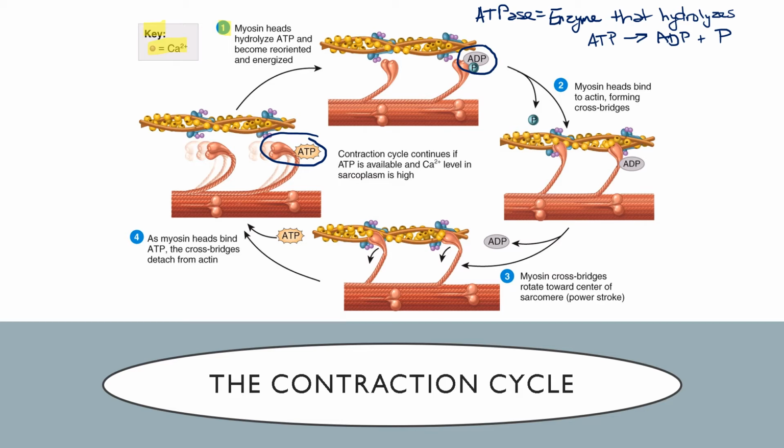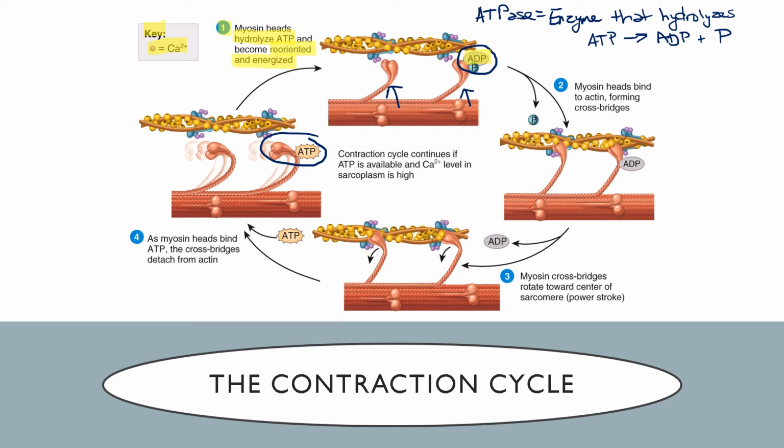So this kind of reaction, this hydrolysis reaction, is going to reorient the myosin heads, and it's also going to energize the myosin head. So they're going to hydrolyze that ATP to ADP and phosphate, and kind of get them in position. So as you can see here, they're in perfect position to bind.